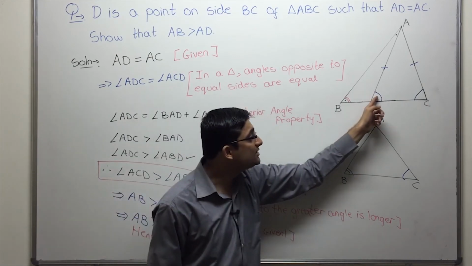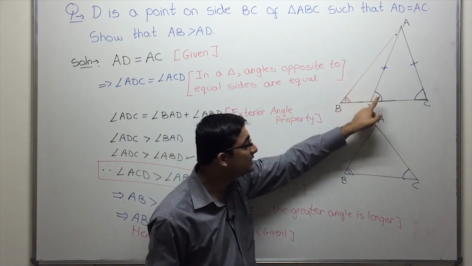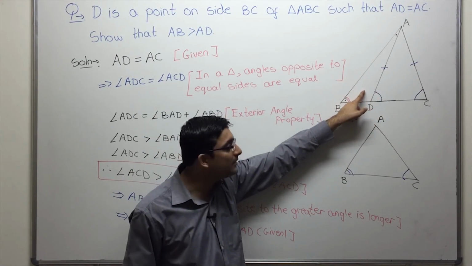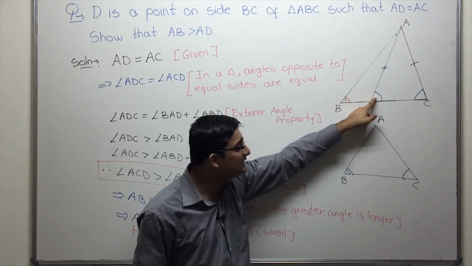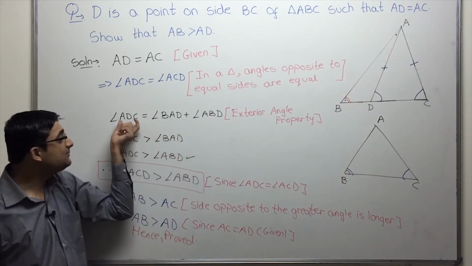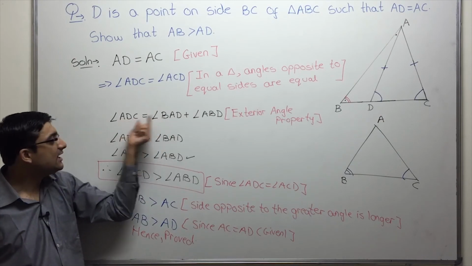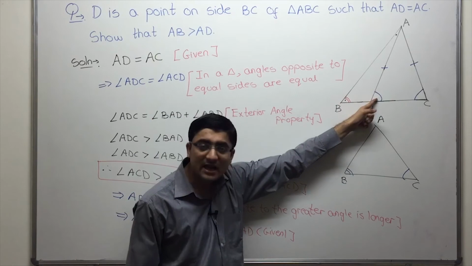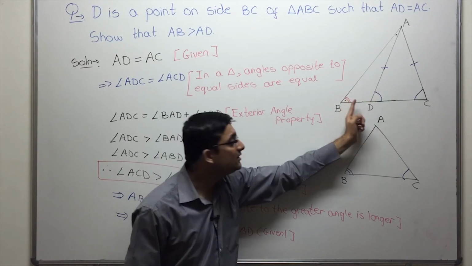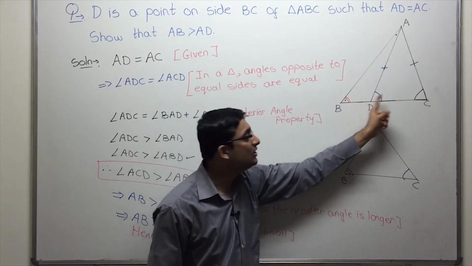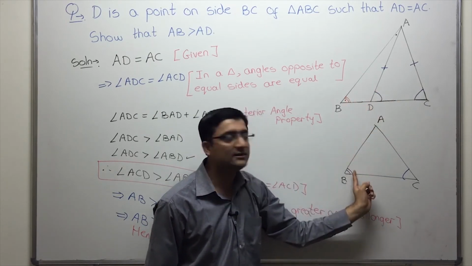Now look at this angle and this triangle over here. This angle is an exterior angle to this triangle. So apply the exterior angle property. Exterior angle of a triangle is equal to sum of its interior opposite angles, right? That means this angle is bigger than this and this angle is bigger than this. So I'm mainly interested in this. So we have shown this angle over here is bigger than this. Now these two angles are equal. That means this angle over here is bigger than this. So angle C is basically greater than angle B.